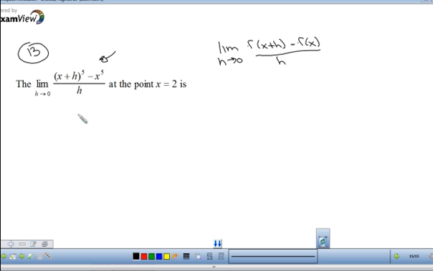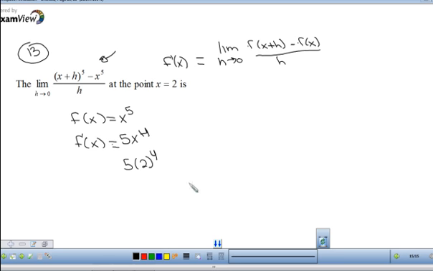So by looking at this, f of x is x to the fifth. So the derivative, which is the definition, is equal to 5x to the fourth. So 5 at 2 to the fourth would be 5 times 16, which would be 80.